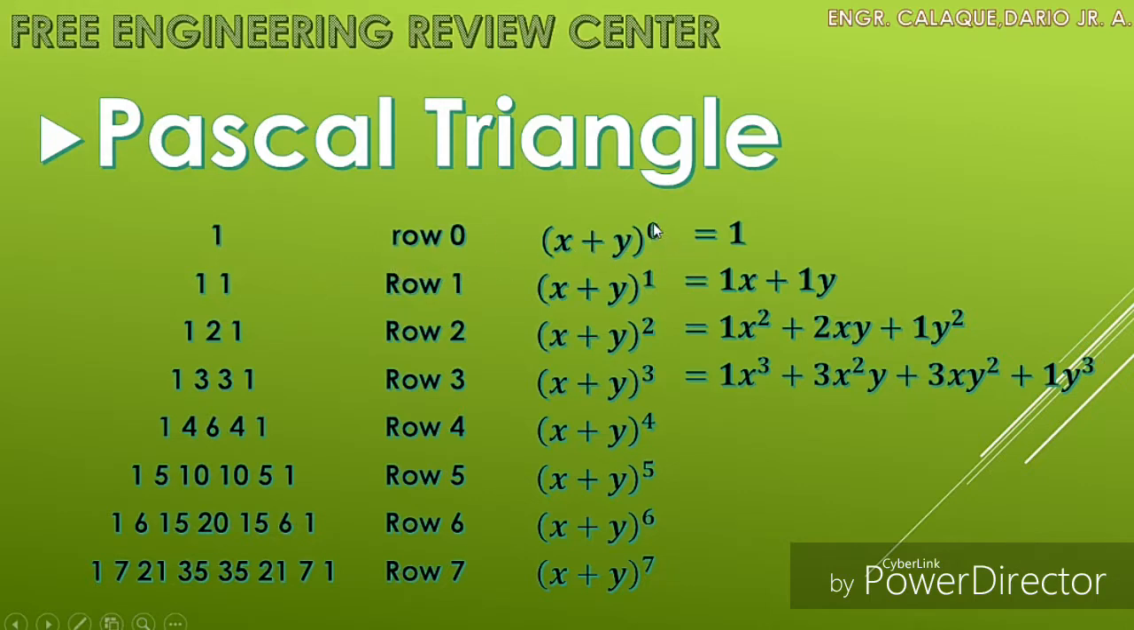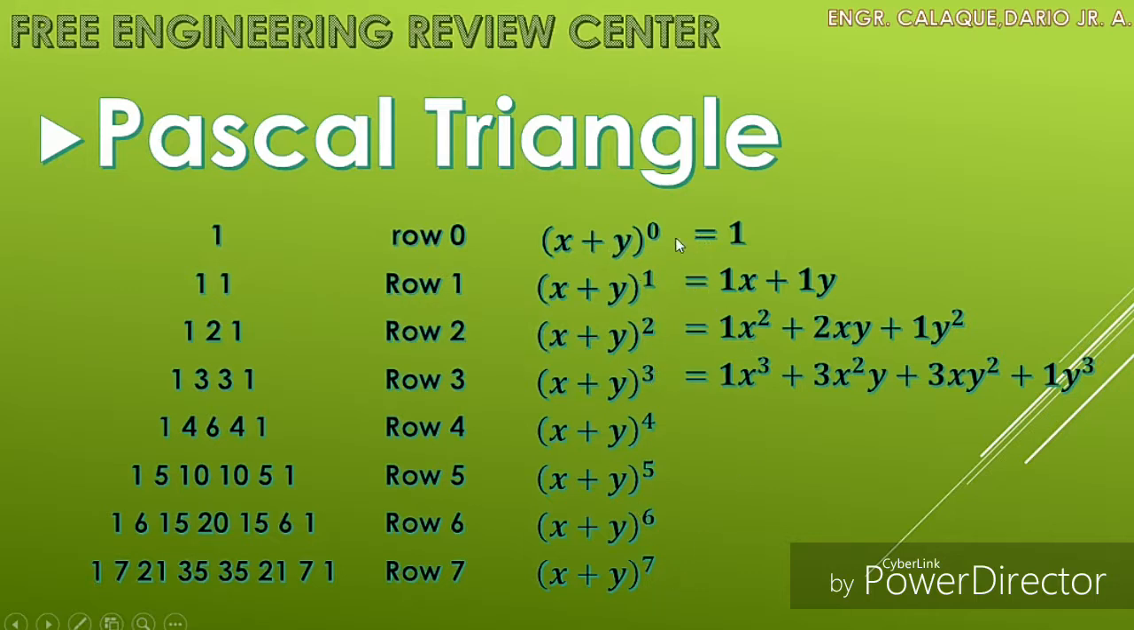So the exponent here corresponds to what row. For example, this is row 0, so this will be 0. This is row 1, this will be 1. This is row 2, this will be 2. This is row 3, this will be 3. And so on and so forth.